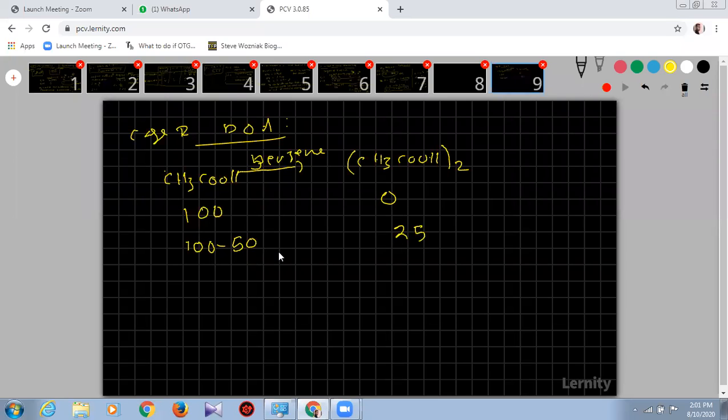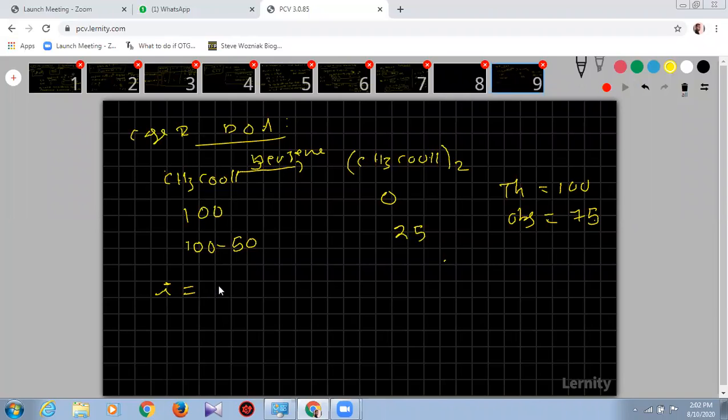If 50 molecules are there, they will get associated. Two molecules become 1. In the same case, if 50 molecules become, how many? 25 here. So this is the theoretical, which is 100 here. Observed is 100 minus 50, that means 50 left over, plus 25, so 75. Total is 75 here.